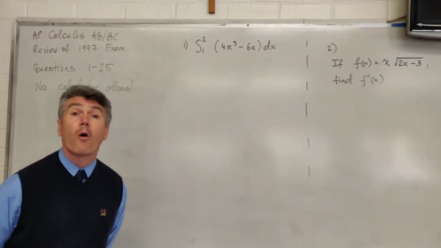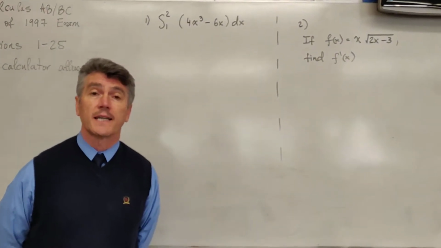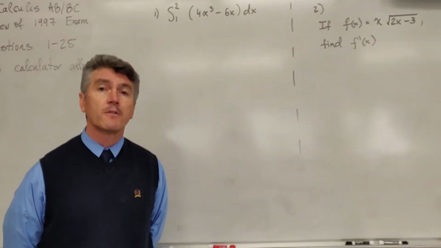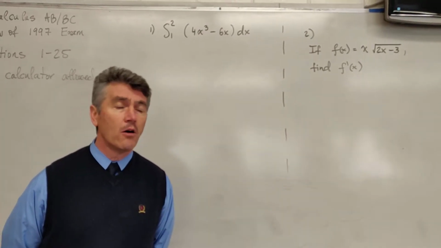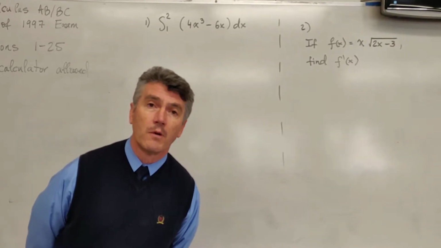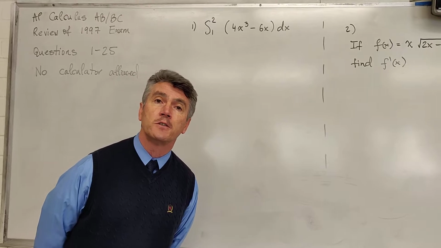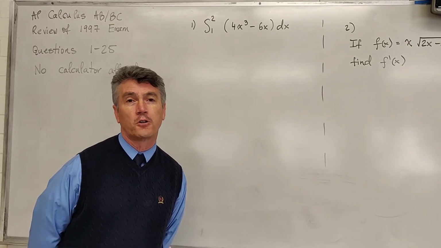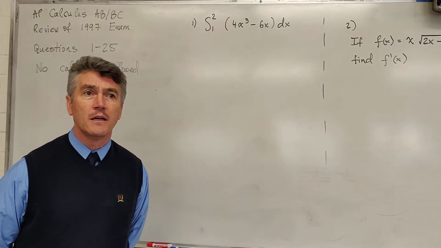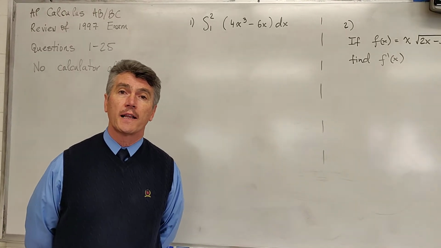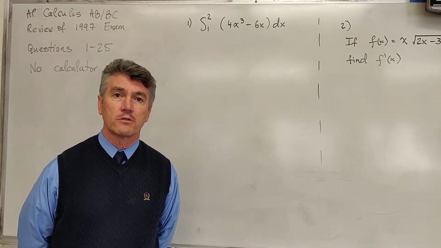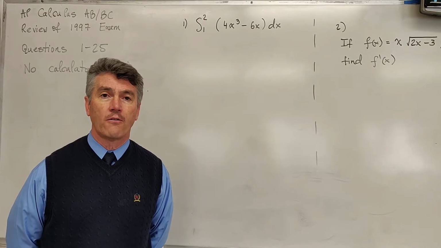So we are done with all the lessons from Calculus AB and Calculus BC, and we're starting reviewing for the AP exam. We're going to do the problems from the exam from 1997. We're going to take a look at the first 25 questions right now, of course not all at the same time. Those are non-calculator questions, so please don't use your graphing calculator to solve them.